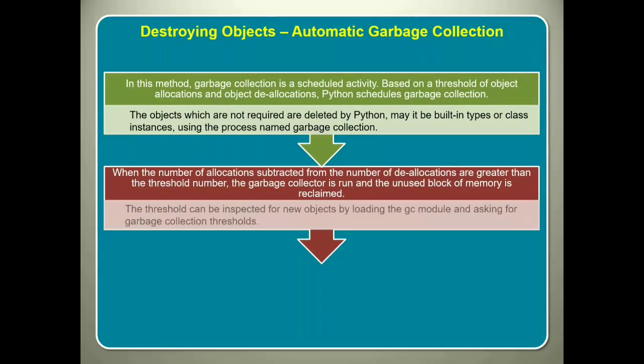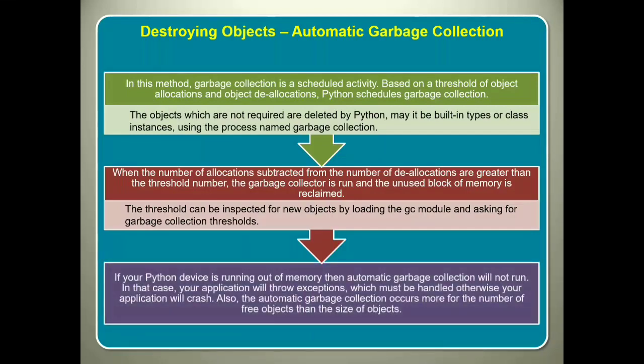The threshold can be inspected for new objects by loading the gc module and asking for garbage collection thresholds. If your Python device is running out of memory, then automatic garbage collection will not run. In that case, your application will throw exceptions, which must be handled, otherwise your application will crash. Also, automatic garbage collection occurs more for the number of free objects than the size of objects.